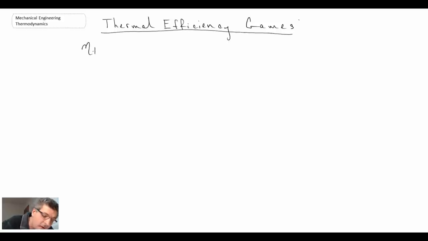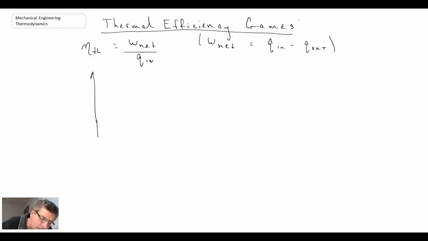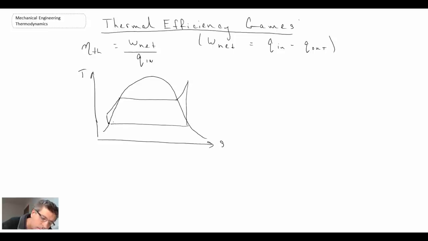So recall the thermal efficiency is equal to the net work divided by the heat in. And net work, we said, was Q in minus Q out. So that's the way that we've defined it. Looking at our TS diagram, now, when we look at this, what we have is our heat in is here, Q in, and the heat rejected is there, Q out.